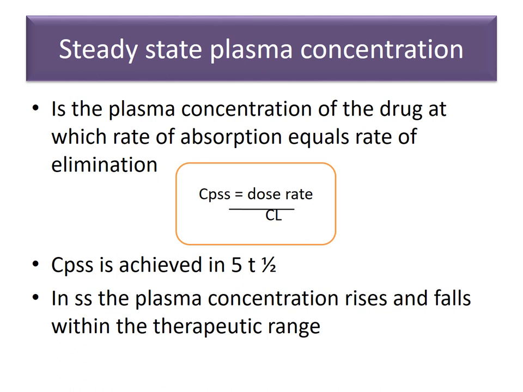In steady state the plasma concentration rises and falls within the therapeutic range. So if the drug reaches a steady state after continuous or successive administration, then the rise and fall in concentration will be within the therapeutic range. It will not be very low or very high, so it will be inside the therapeutic range. So there is less toxicity and a good action.